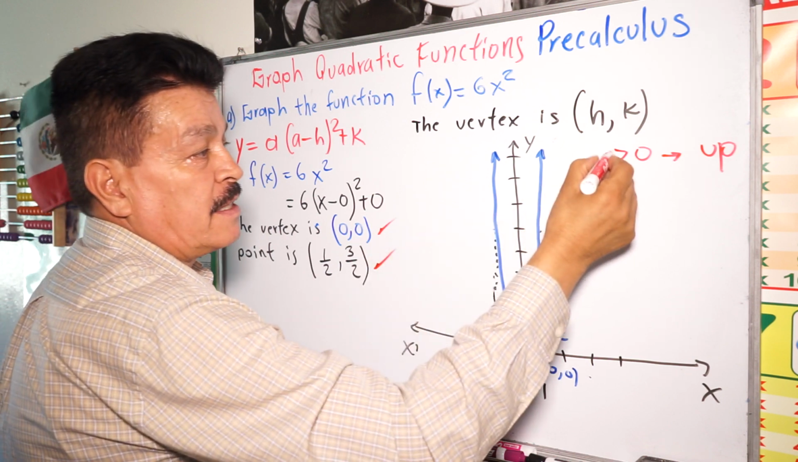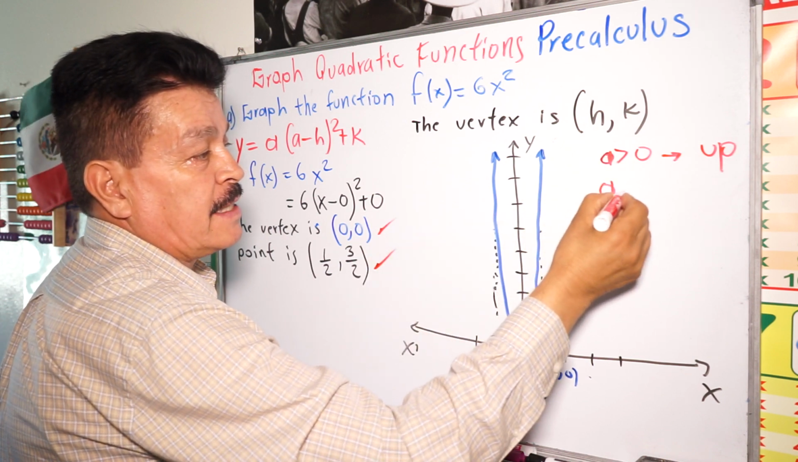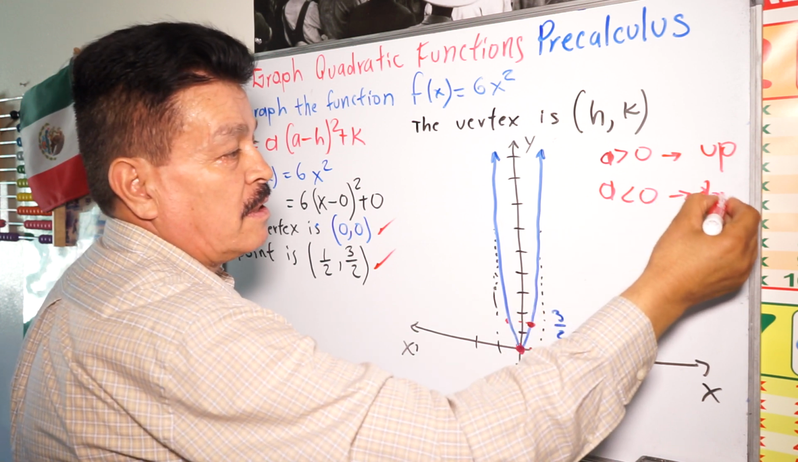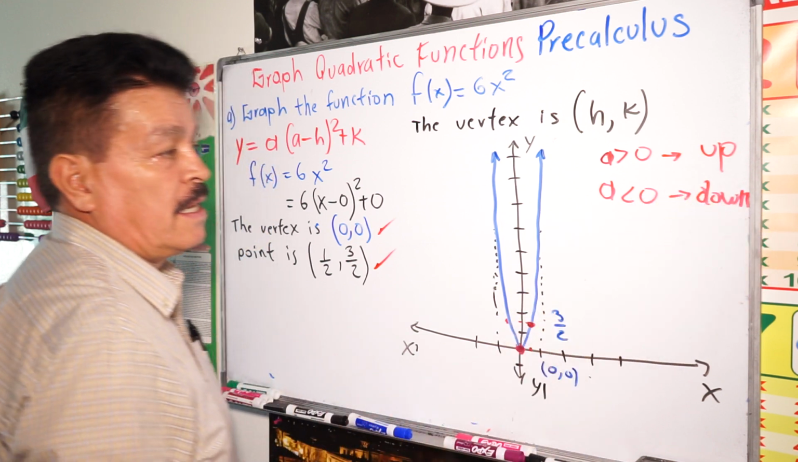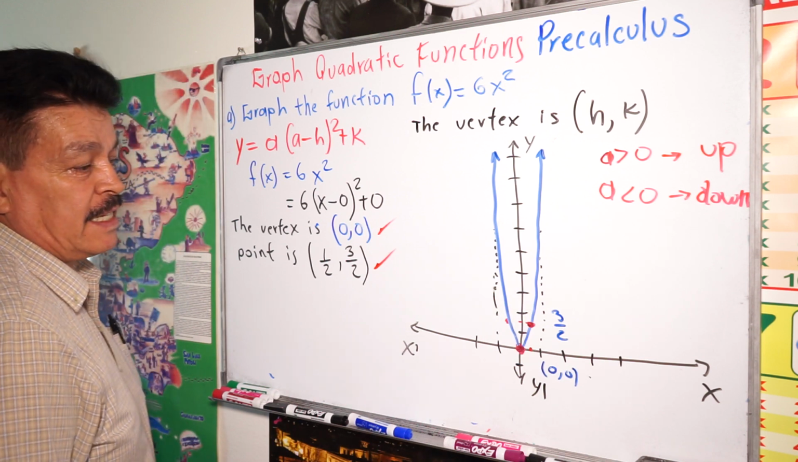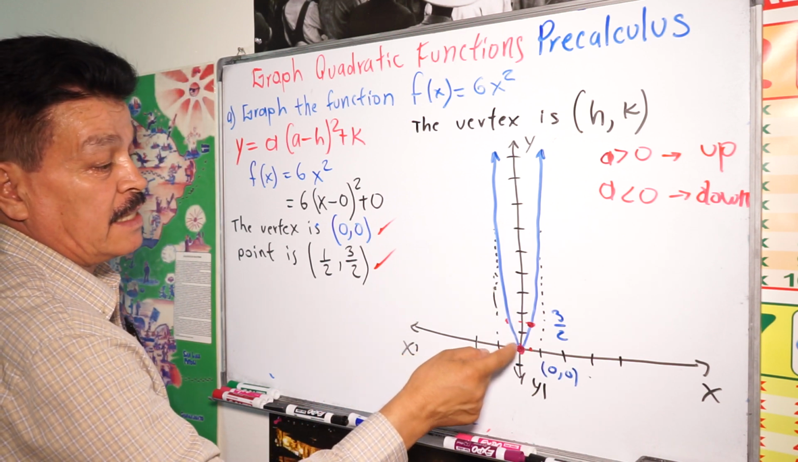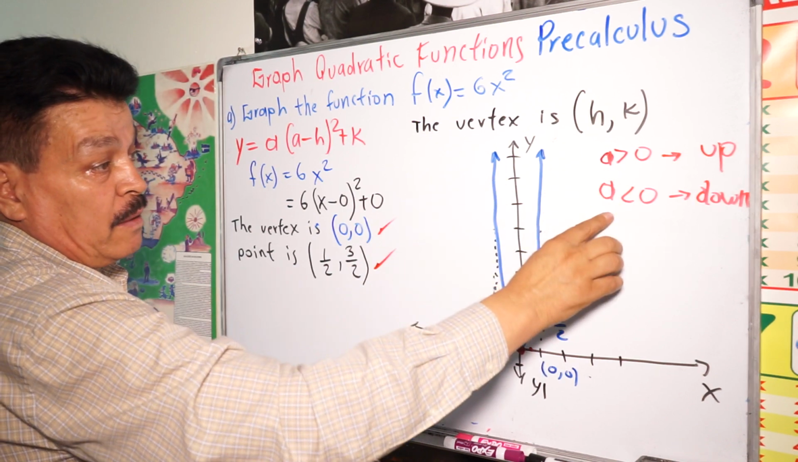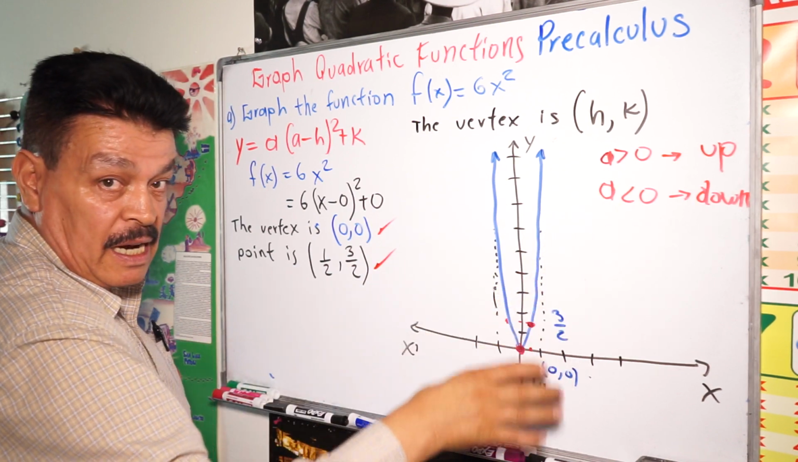When a is less than 0, then the graph opens down. So in this case, a is 6, which is greater than 0. That's why the graph opens up. When a is less than 0, the graph opens down.